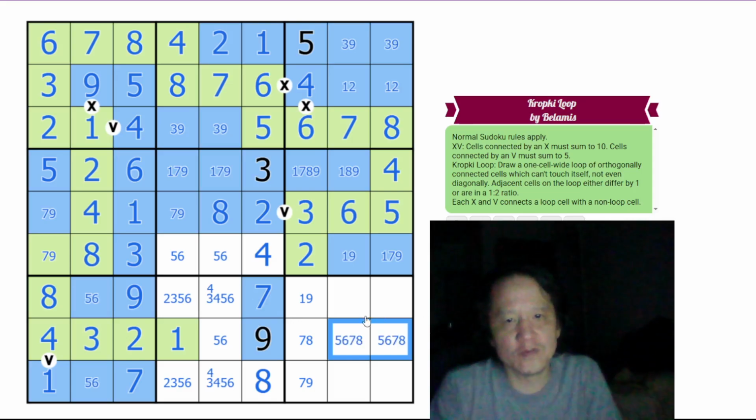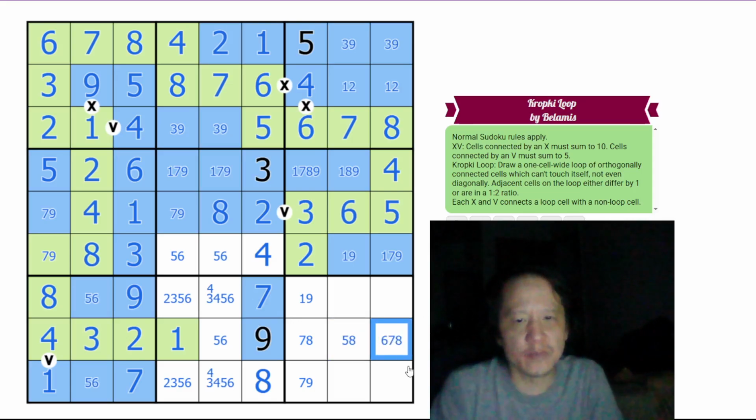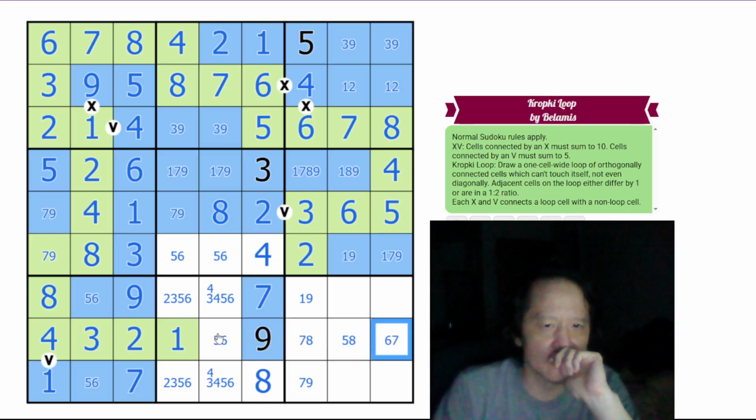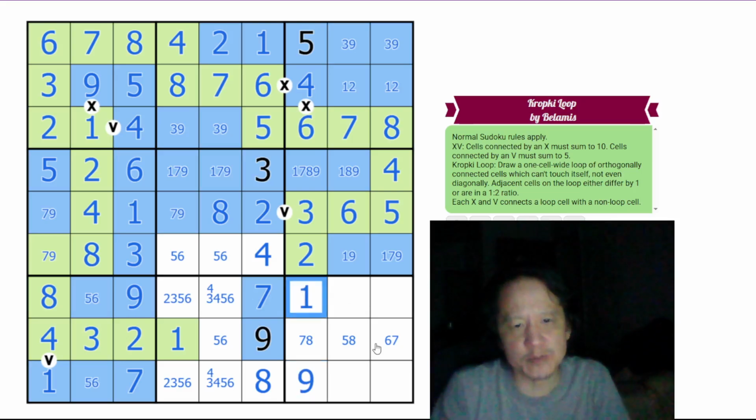This is 5, 6, 7, 8. Cannot be 6 or 7. Cannot be 5 or 8. So, one of these digits is a 7, because this can't be 7. So this can't be 7 here. This is 9, which makes this 1. This can't be 1 or 9. So 1 has to be... well, 1 can't be here anyways.